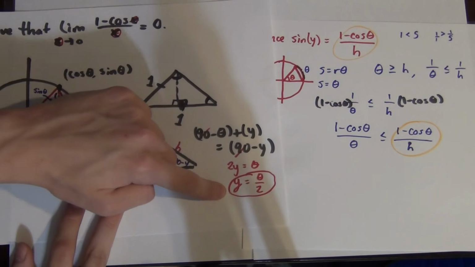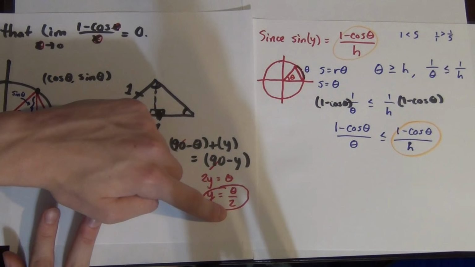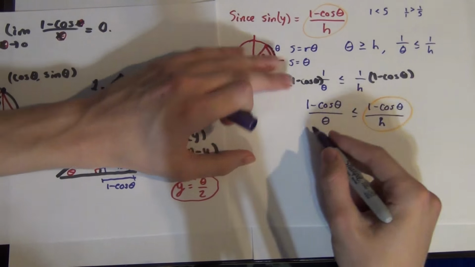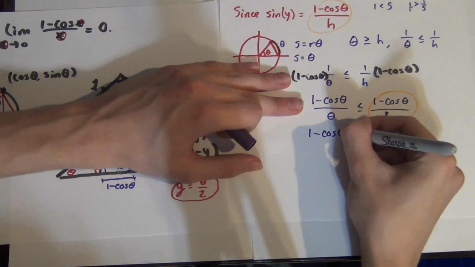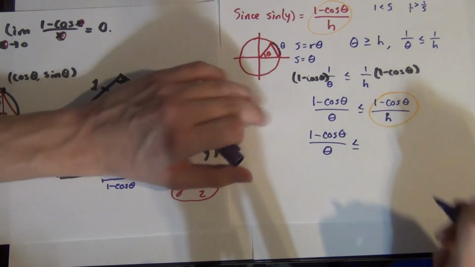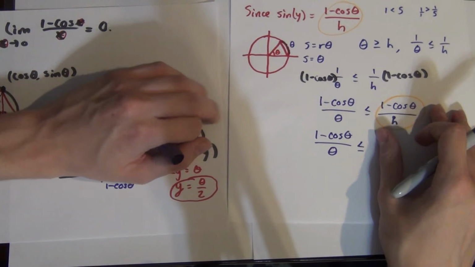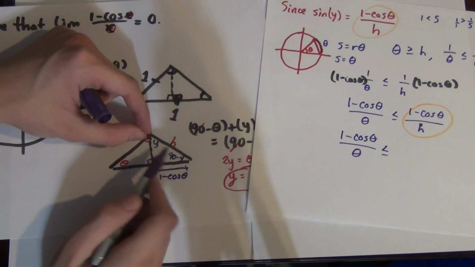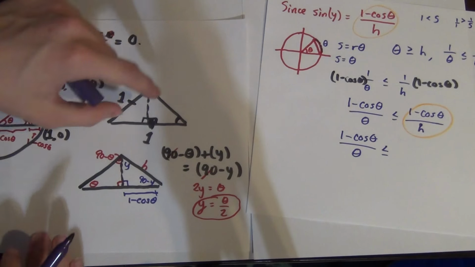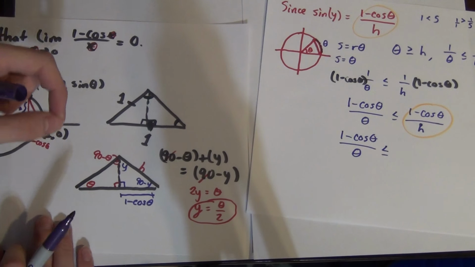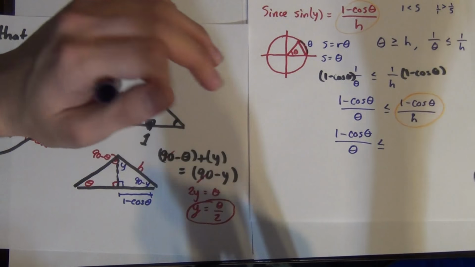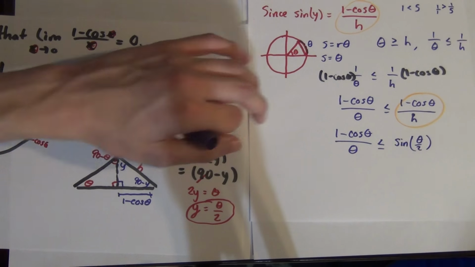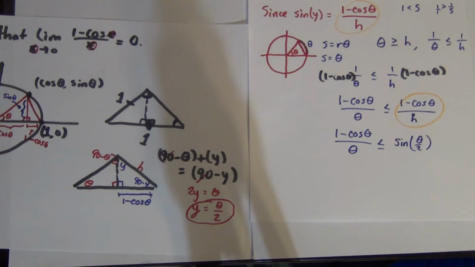Furthermore, we also connected y to be equal to theta over 2. So by all these transitivity statements, I can say that if this is true, then 1 minus cosine of theta over theta, what I'm trying to prove, is less than or equal to sine of y, because this relationship, 1 minus cosine of theta over h, I'm tracing back to the definition of sine of y, opposite over hypotenuse. Furthermore, given that this is an isosceles triangle and these are equal, theta is equal to 2y, or y is equal to theta over 2. So sine of y is equal to sine of theta over 2. It's very important that I make that statement, right?